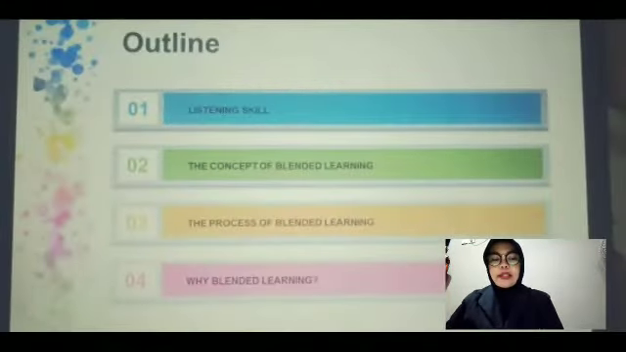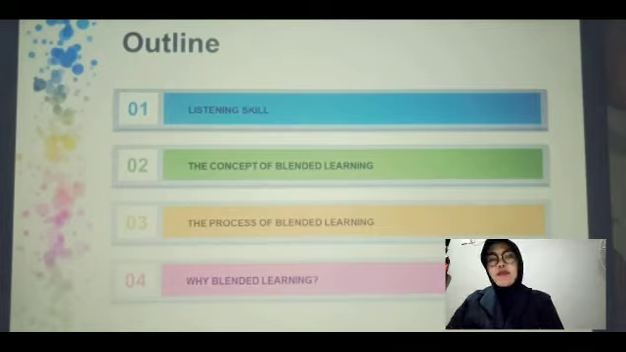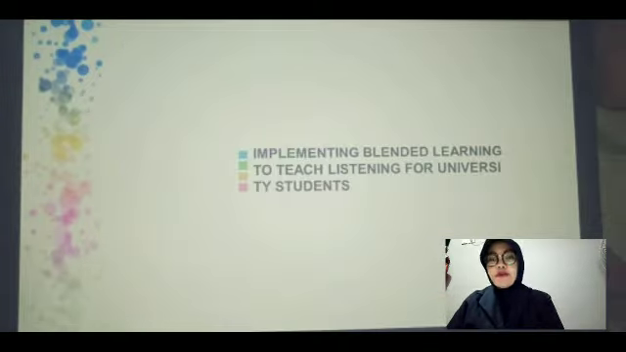I have divided this presentation into some parts. The first one is listening skills. The second one is the concept of blended learning. The third one is the process of blended learning, and then why blended learning. And the last part, of course, is implementing blended learning to teach listening for university students.